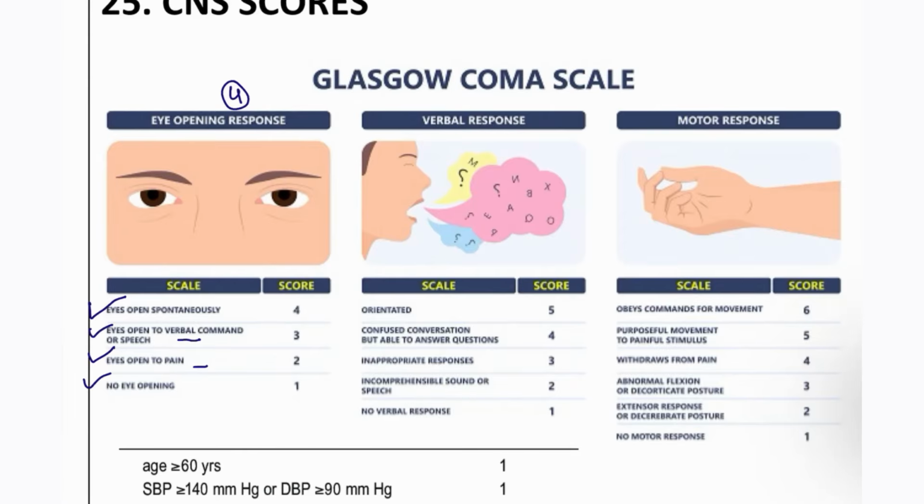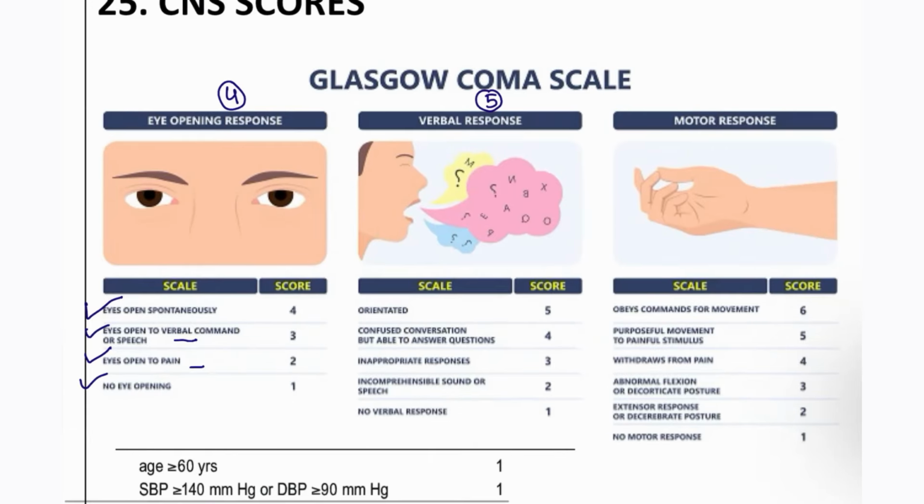Next, verbal is given 5 points. 5 is for normal patients and 4 is for confused but able to answer. 3 is inappropriate words. 2 is for incomprehensible sounds. 1 is no verbal response.